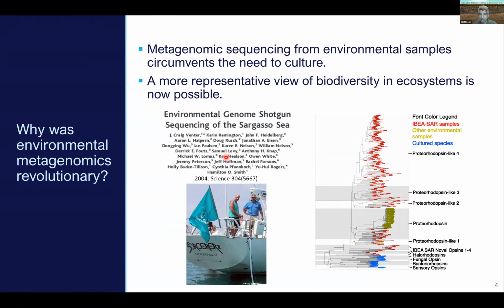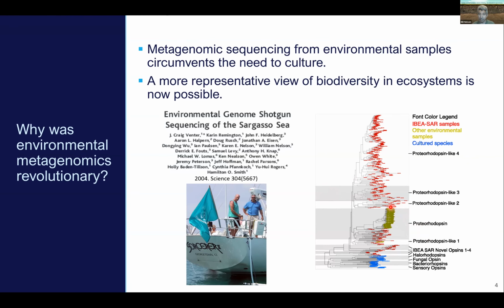So just a minor example of this is the tree on the right-hand side, which is proteorhodopsin genes. This is a light-driven proton pump that was discovered in Ed DeLong's lab by Oded Beja. And this was actually discovered using metagenomic cloning.